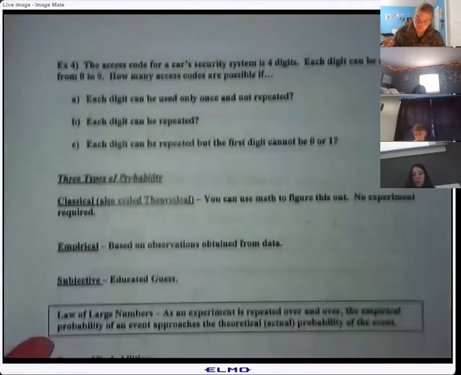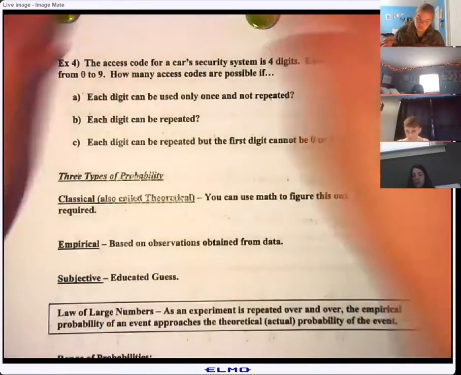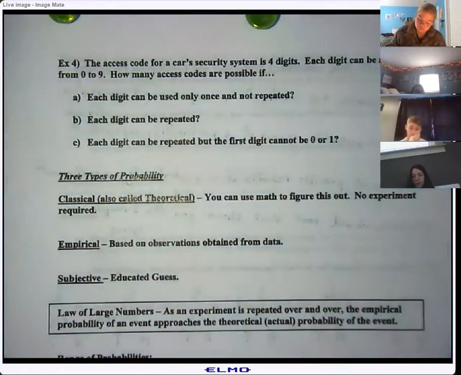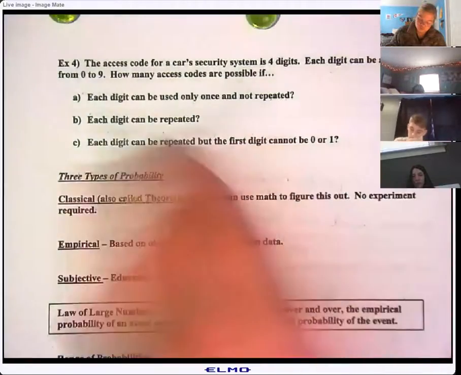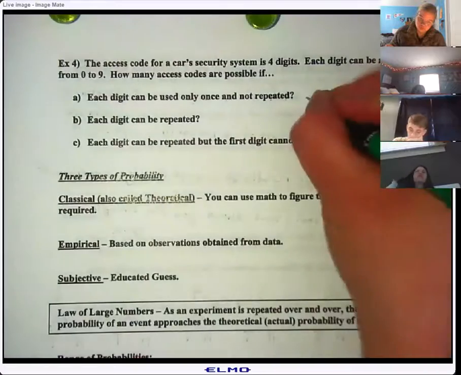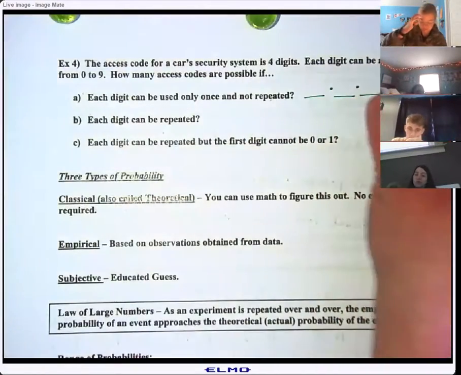Access code for a security system is 4 digits. Each digit can be from 0 to 9. Each digit can be only used once and not repeated. How many access codes are possible? All right, let's do this one together, and then I'm going to give the other 2 for somebody for a prize.